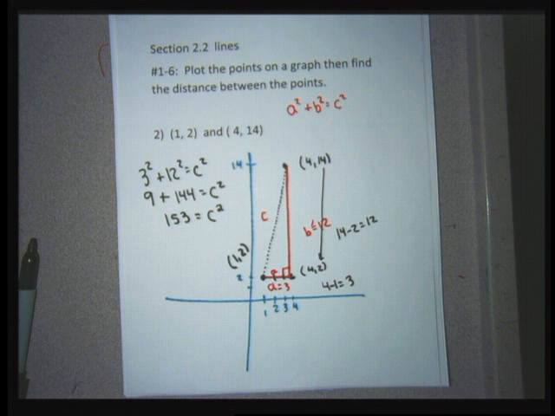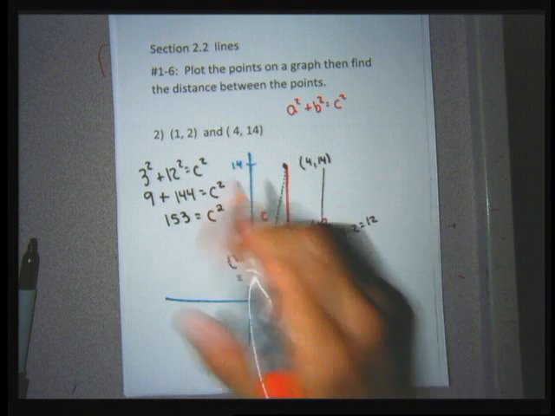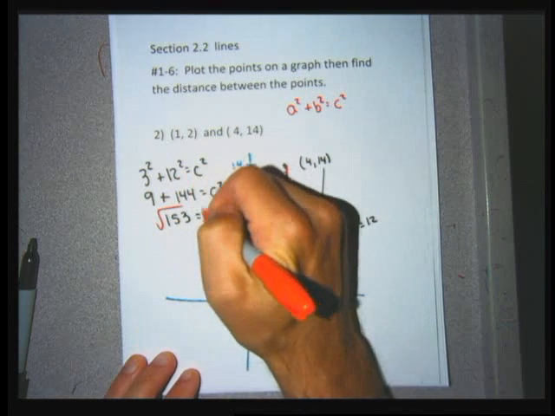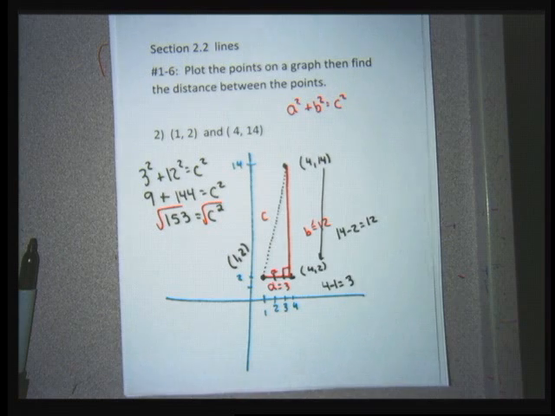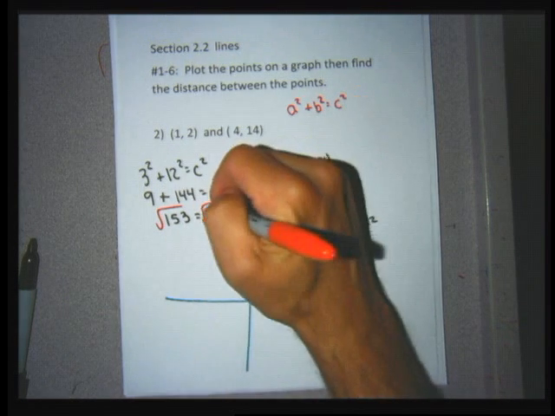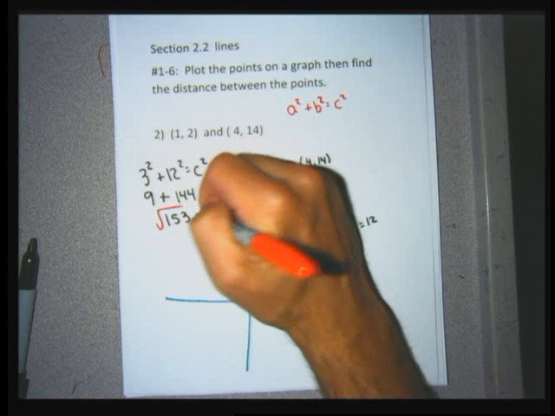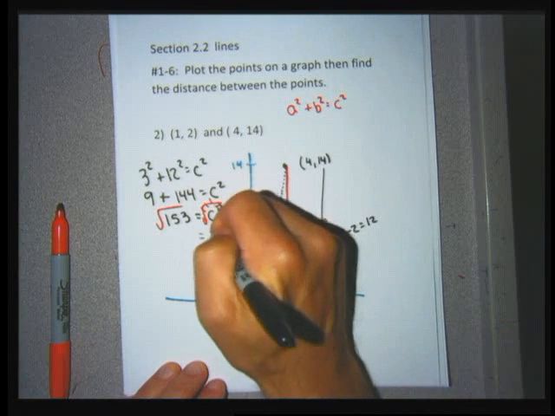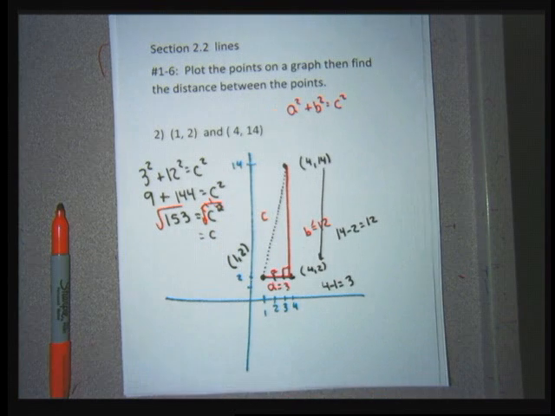But because c represents a distance, which is a physical quantity, and distances only have positive lengths, I'm just going to take the square root of both sides and not do plus or minus, because c can't be a negative number, it's a positive number. So I'm going to cross out on the right side, because when you take the square root of something squared, the square root symbol crosses out the square.